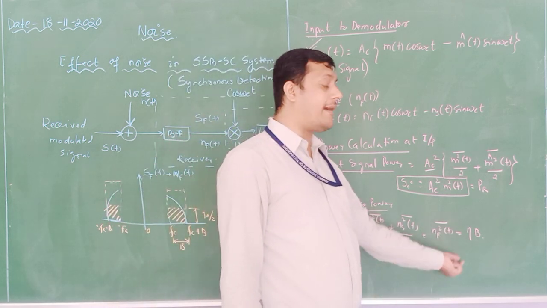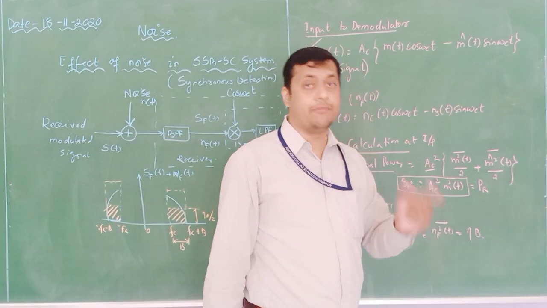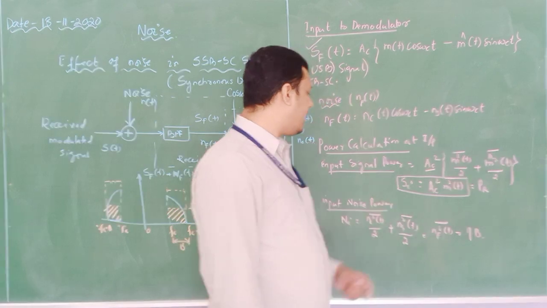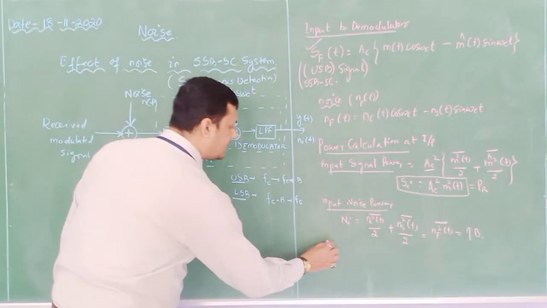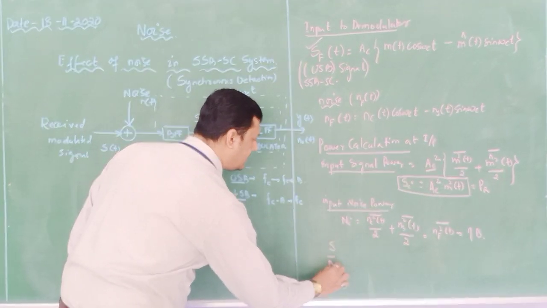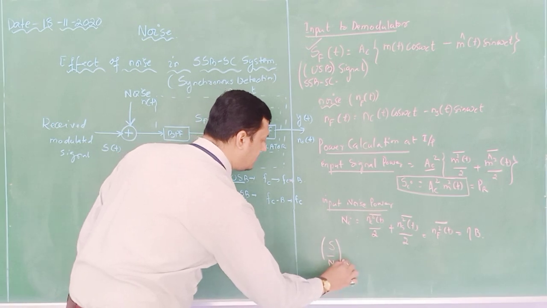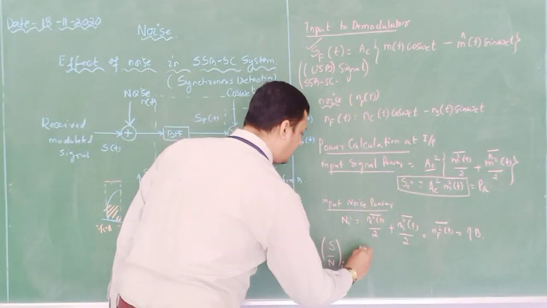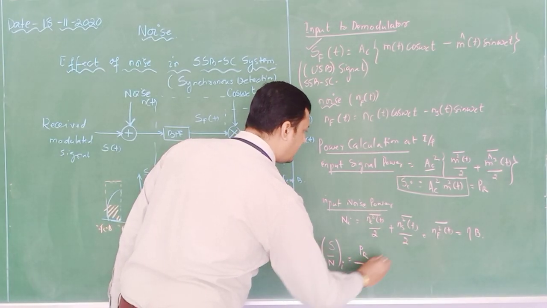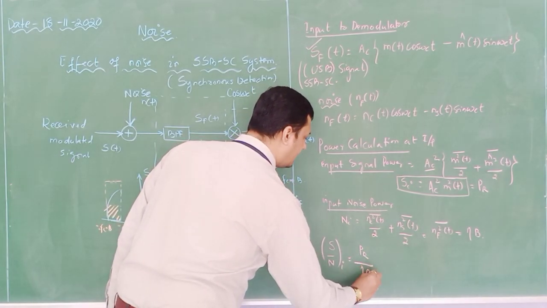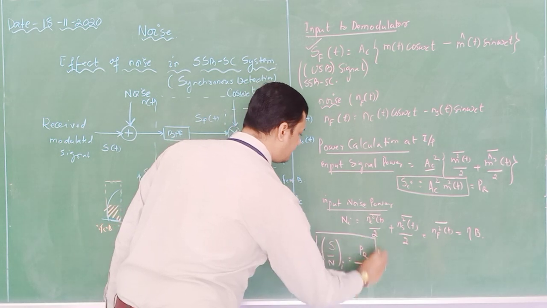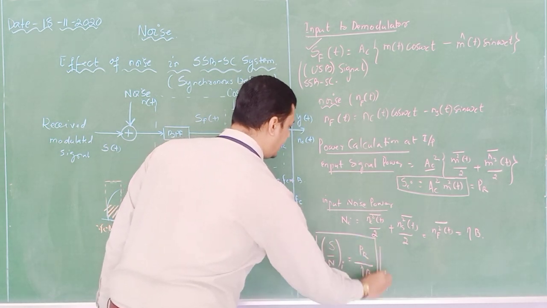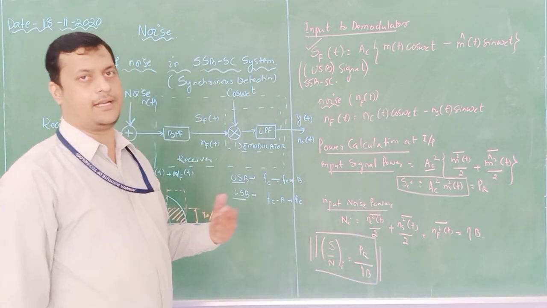DSB-SC is twice eta into B. That is the difference. So input noise power is this. Then I will write what is the signal to noise ratio at the input. Signal power is how much? PR. Noise power is how much? Eta into B. Done. So this is my input signal to noise ratio.